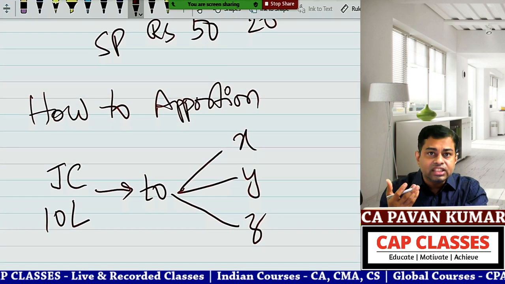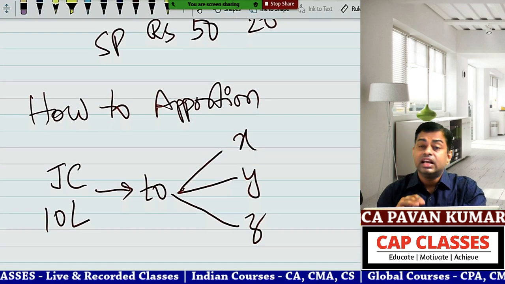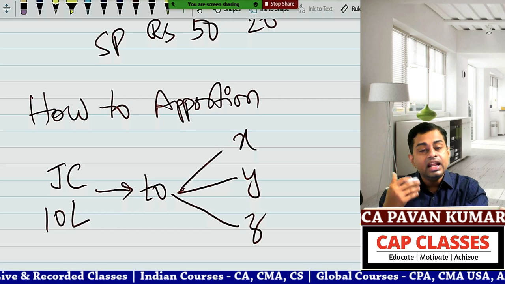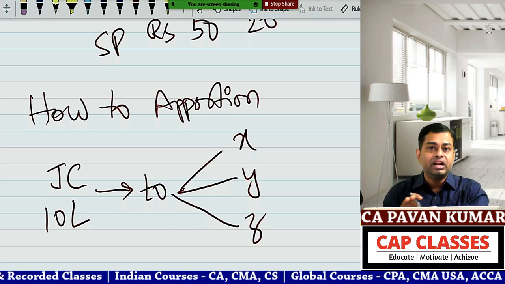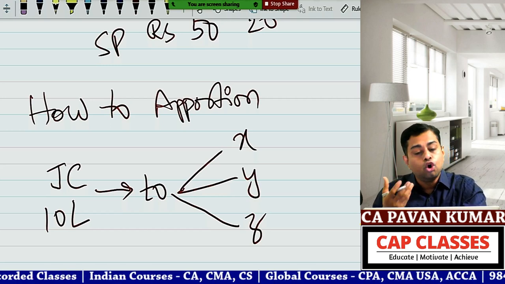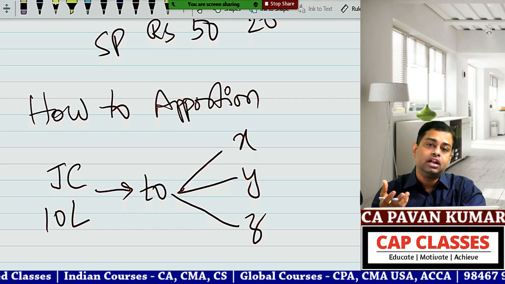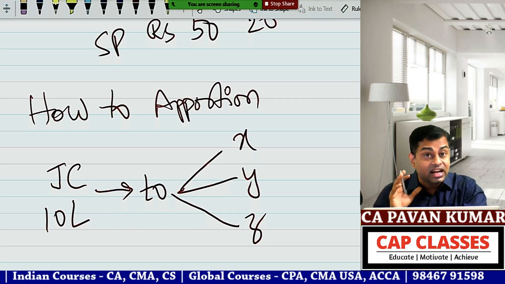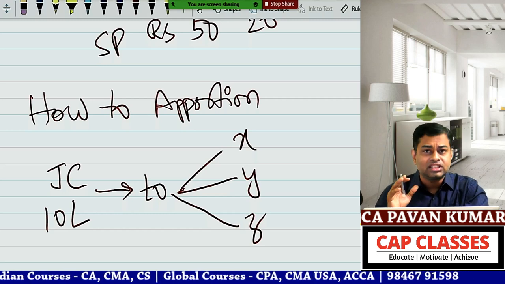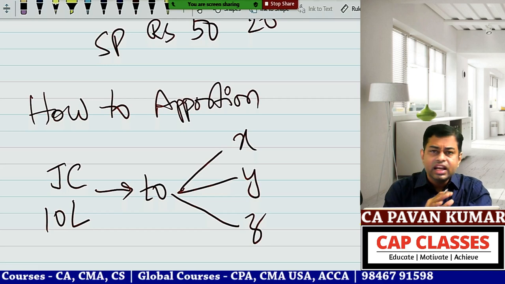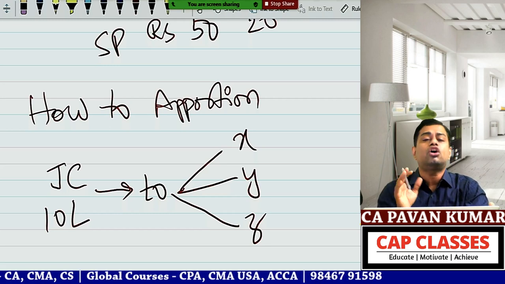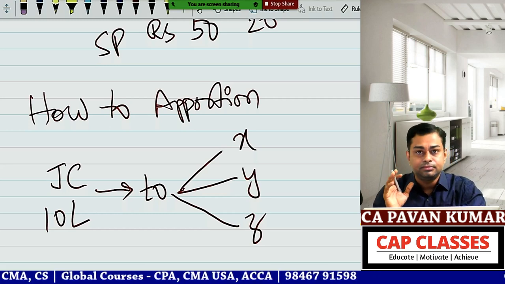Is there any accounting standard for this? No. Is there any set of rules for this? No. Is there any law which says this is to be done like this, like the Companies Act? No. Then how to do it? Conventional. The whole costing is conventional. There are cost accounting standards issued by the Institute of Cost Accountants of India. That is a different story. In our CA Intermediate syllabus or CA Final syllabus, we do not study any of the cost accounting standards. They are not there in the syllabus.